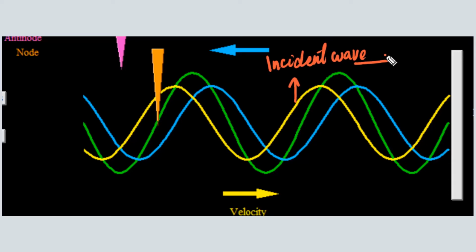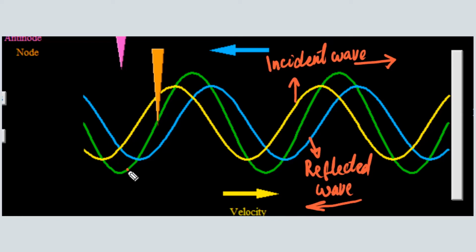We will look at this animation again. So this is the incident wave, and the blue wave is the reflected wave. This wave is traveling to the left. But if you look at the green wave, this is the resultant wave of incident and reflected wave. So we can simply say this one is the stationary wave. At this point you can see the blue wave has negative displacement, and the yellow one has positive displacement.